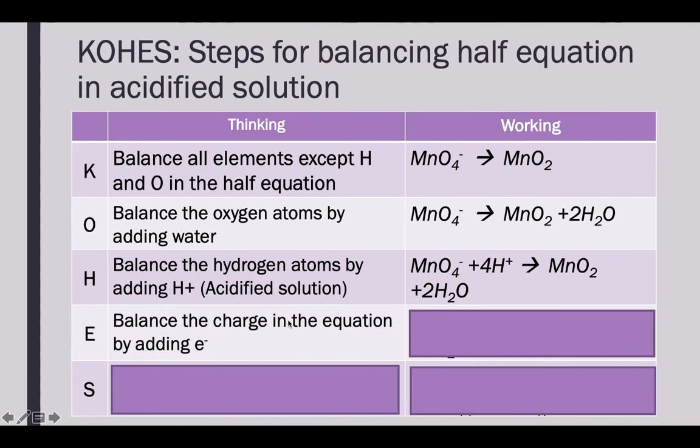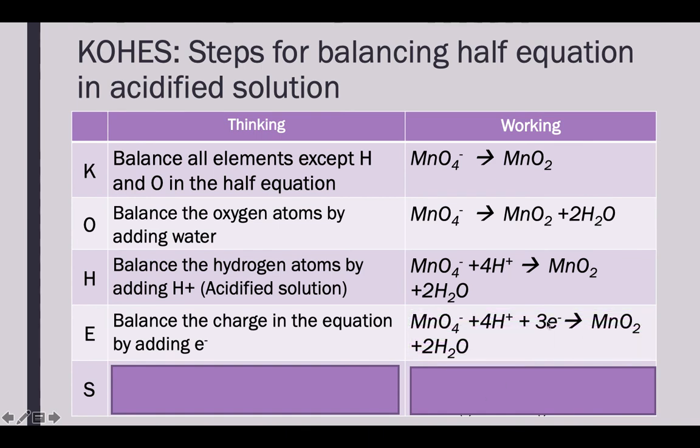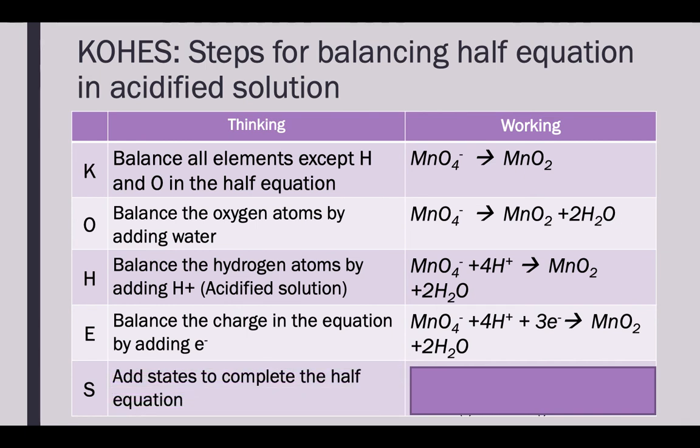Okay? Then we need to balance the charge in the equation by adding electrons. Since electrons are always negatively charged, we must add electrons to the side where there is an overall higher charge. In this case, the right-hand side has no charge, so the charge is 0, but your left-hand side has an overall positive 3 charge. So we add 3 electrons to the left-hand side, so that left and right are balanced. They are of the same charge overall. Then the last step is to add states to complete the half equation.